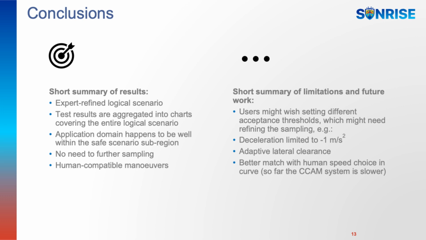Human-compatible maneuvers. Concerning limitations and future work, the following comments apply. Users might wish to set different acceptance thresholds, which might need refining the sampling, e.g., deceleration limited to -1 meters per square second. Adaptive lateral clearance. Better match with human speed choice in the curve. So far, the CCAM system is slower.